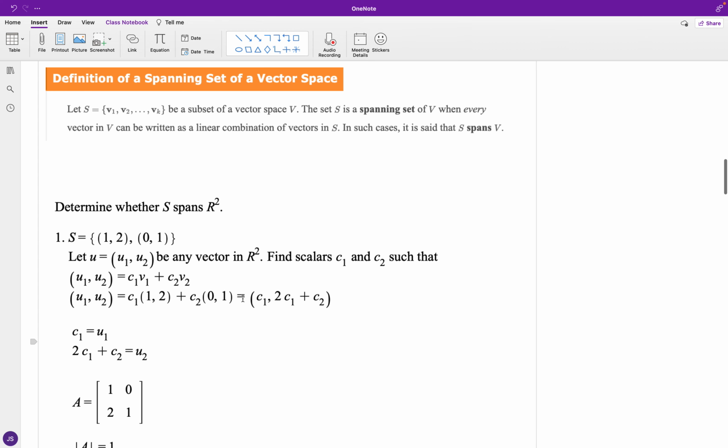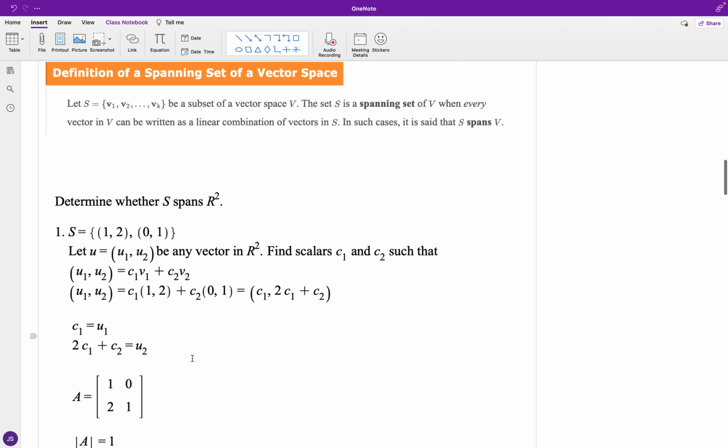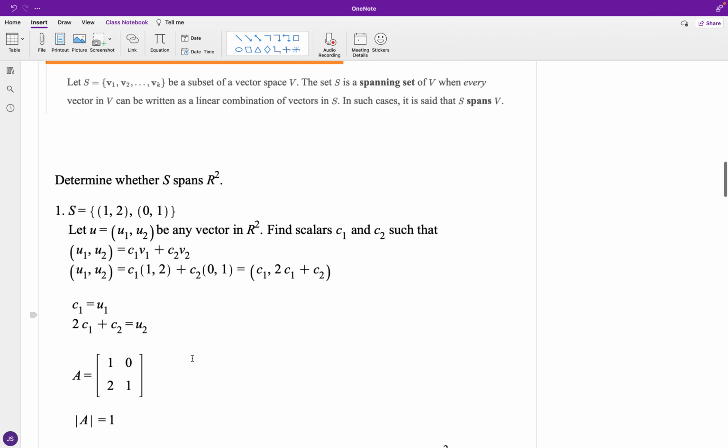And we have mapping together. So you have c1 mapped with u1, and 2c1 plus c2 is going to be mapped with u2. So we have this set of equations. For the coefficient matrix A, you have 1, 0 in the first row, so you have 1 c1 but no c2 appearing. For the second row, we have 2 in reference to 2c1 and 1 in reference to c2. And the value of the determinant is equal to 1.